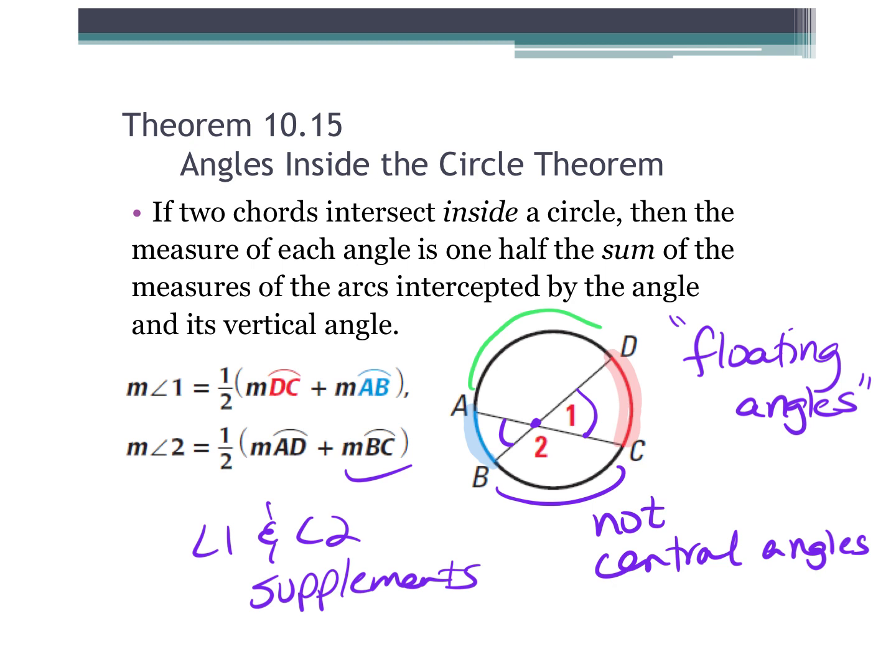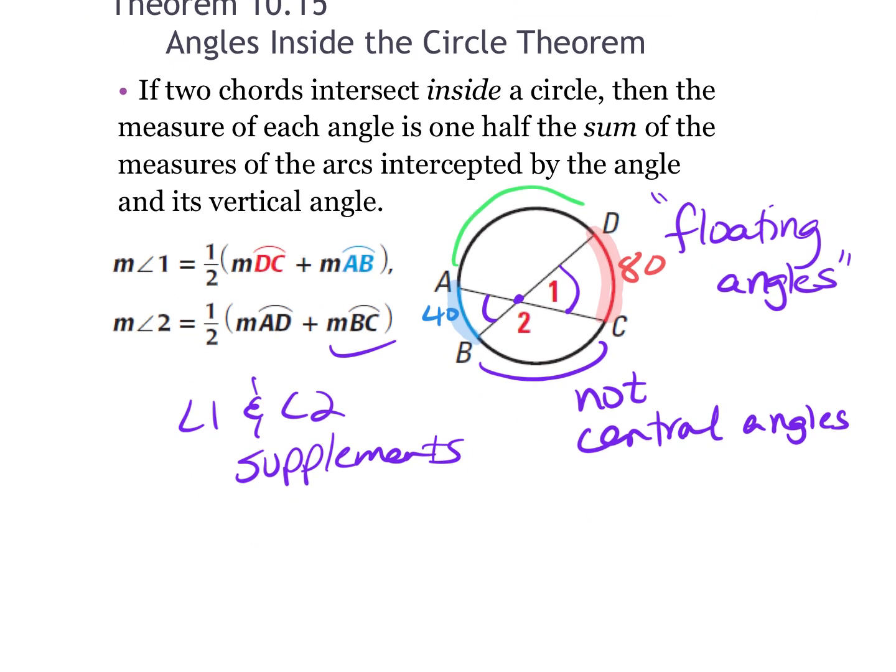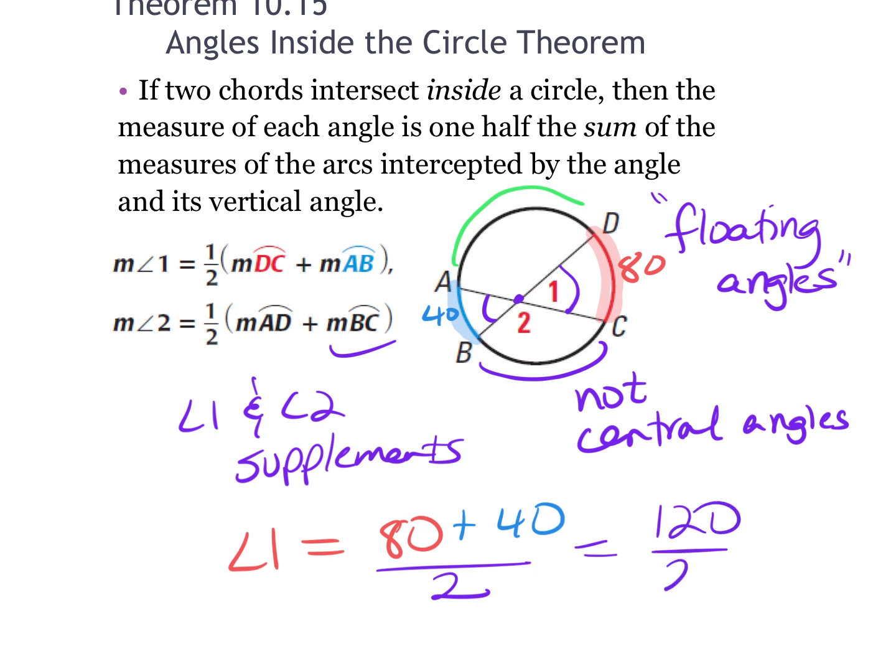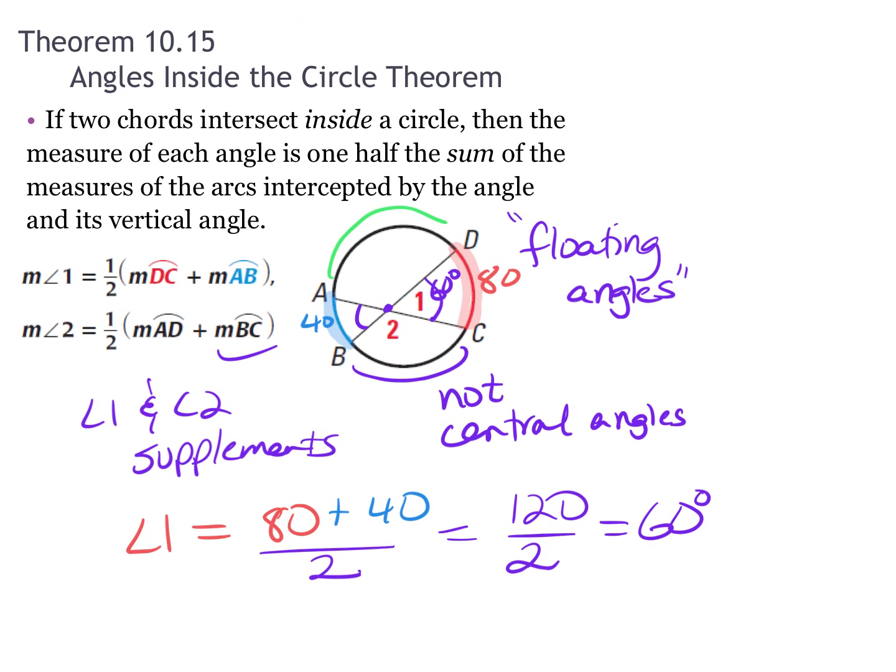Let's say I wanted to find the measure of angle 1. And let's say I was told that this arc measure was 80. So DC is 80. And let's say I also gave you that AB was 40. And they said, find the measure of angle 1. So in order to find the measure of angle 1, I'm going to take DC, which is 80, and add that to AB. And then you can either multiply it by 1/2, or what I like to do is divide by 2. So this gives me 120, divide by 2, and angle 1 equals 60 degrees. Now again, if I wanted to find angle 2, I could just do 180 minus 60, and angle 2 is going to be 120 degrees.